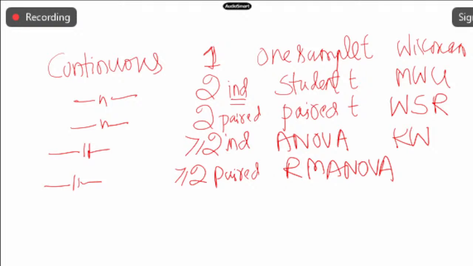Now, if you want to find out whether the categorical groups are varying between two or more paired groups, then we go ahead and do a different test, which is not related to here.